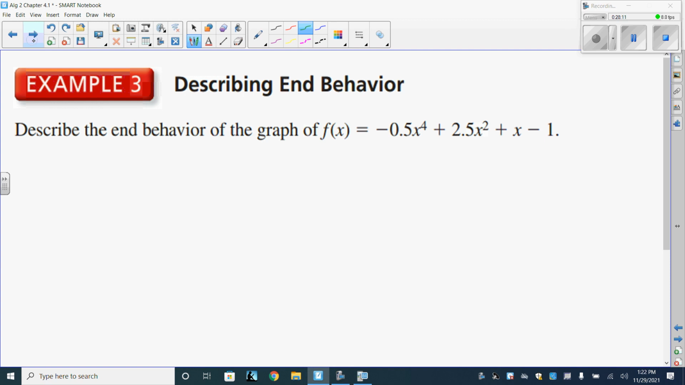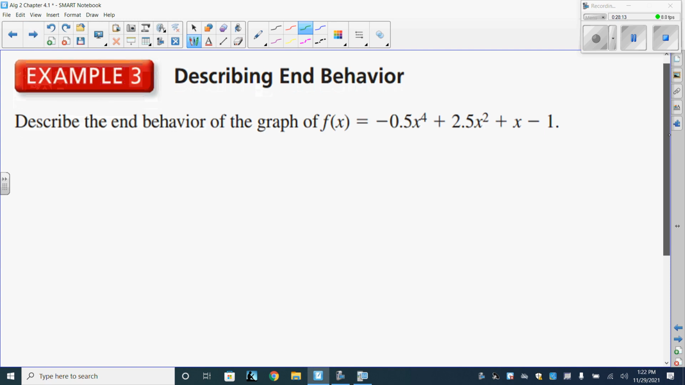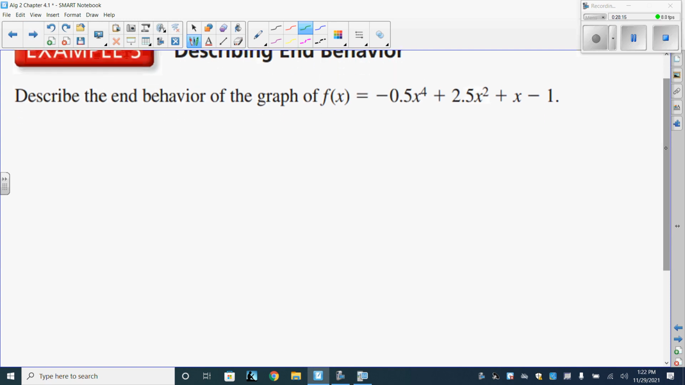Now let's actually look at an example of this to see what we're doing. It's not as complicated as you might think. So when we look at this first one here, describe the end behavior of the graph. What is the degree of this function here? 4. And 4 would be even, yes? Because 4 is an even number.